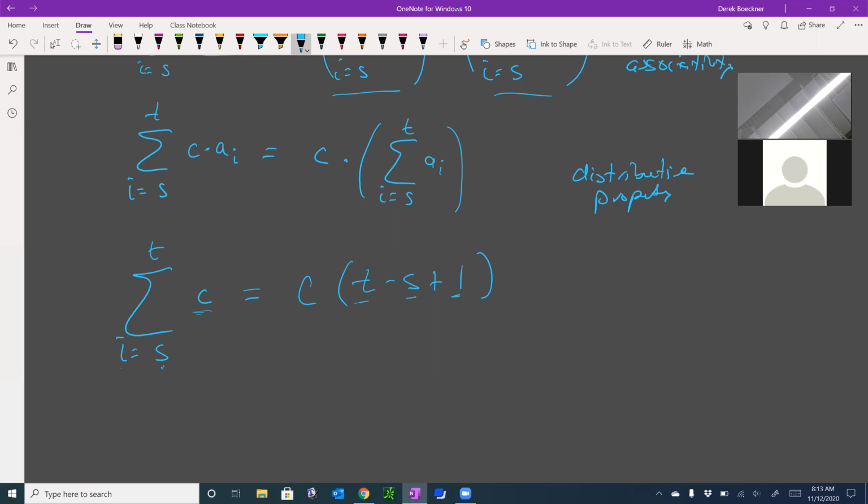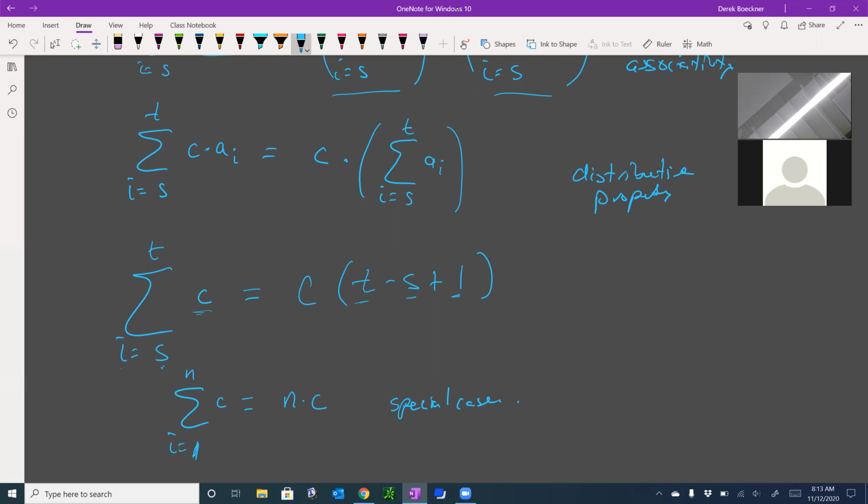Okay. And so the special case of this is the sum from I equals 1 to n of C equals n times C. If you start at 1 and end at n, you take n minus 1, but you add the 1 back in after you subtract it off. So you've got n values there that you multiply by C. Okay, this is a special case.